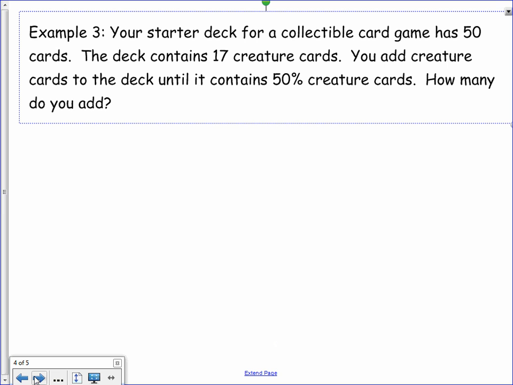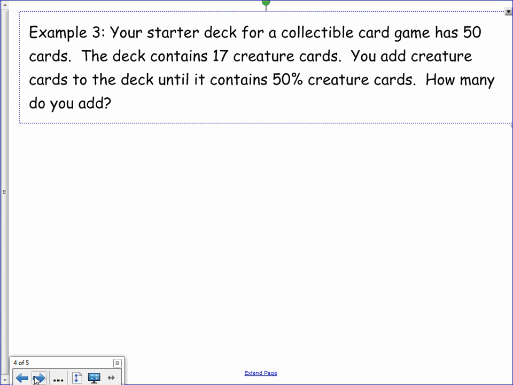Now our last kind of real-life application, we have a starter deck for a collectible card game which has 50 cards. The deck has 17 creature cards, and we want to add creature cards to our deck until we have 50% creature cards. So we want to know how many we add.